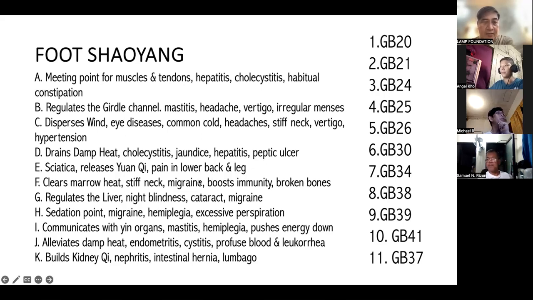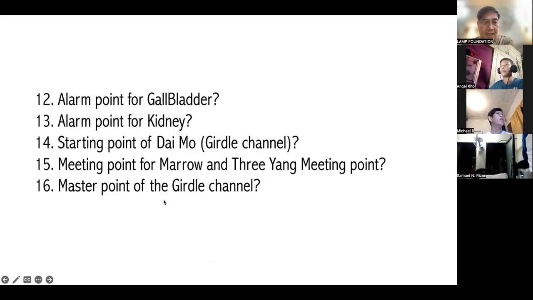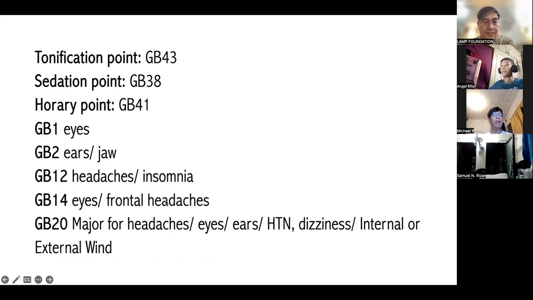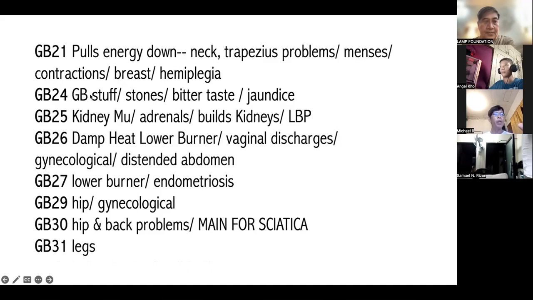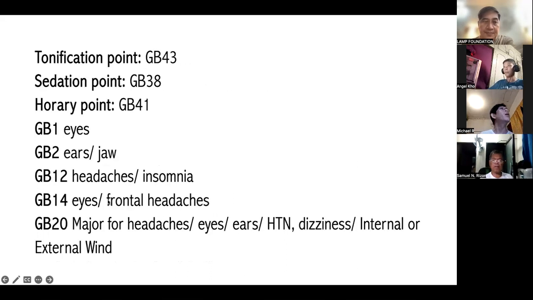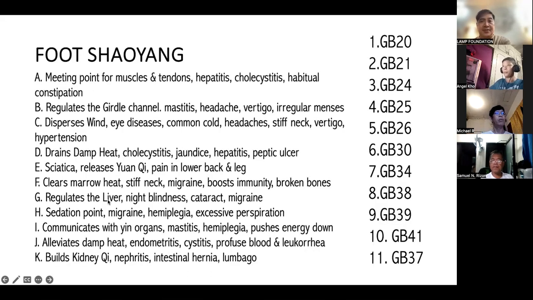Number four is GB25. What's your answer? GB25, kidney. It's the front alarm point of the kidney. Adrenals, builds the kidneys. What's your answer? GB25, letter K. You said letter K. Here it is: nephritis, intestinal hernia, lumbago.